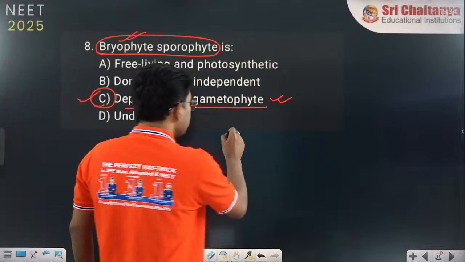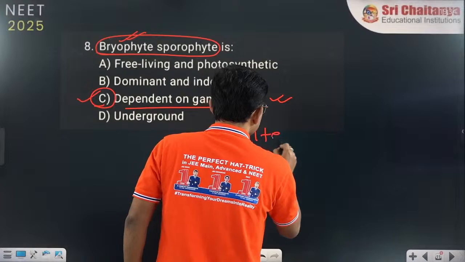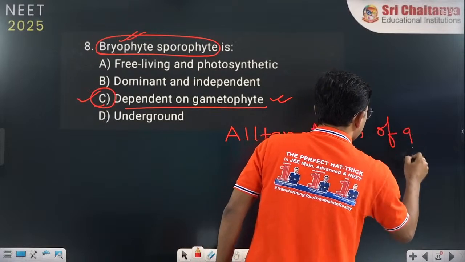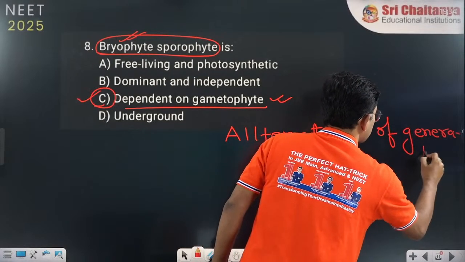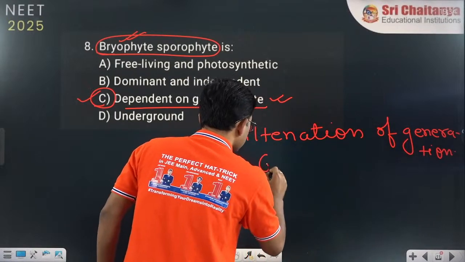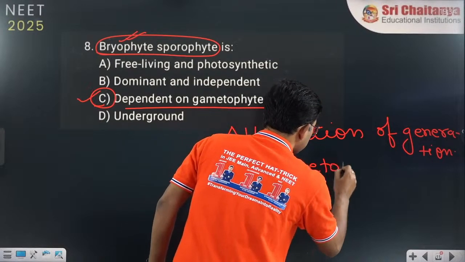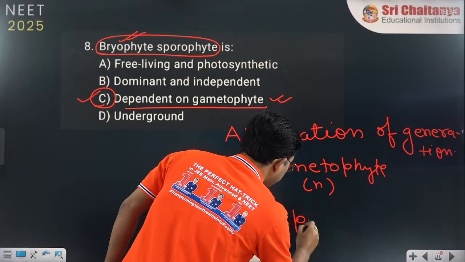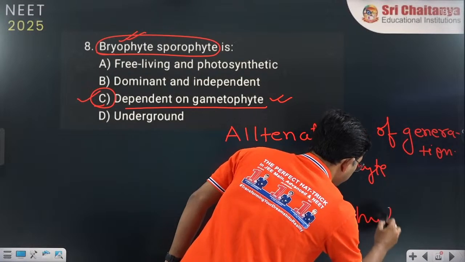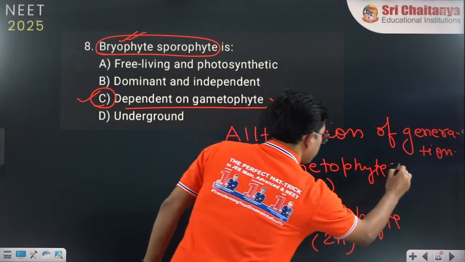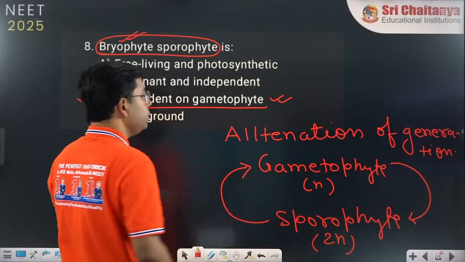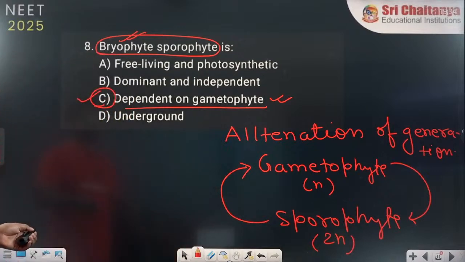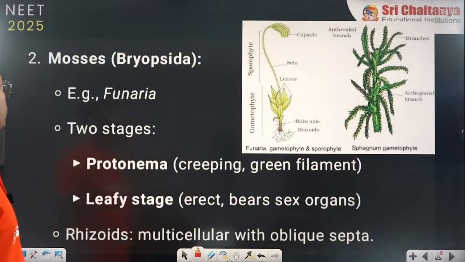So now can we say that bryophytes show alternation of generation? A new term we are seeing here, alternation of generation, in which you will see there is a gametophyte which is haploid and there is a sporophyte which is diploid, and gametophyte becomes sporophyte, sporophyte becomes gametophyte. This is called alternation of generation. Is it clear? So now let's see the mosses and then we will see one more question from mosses.